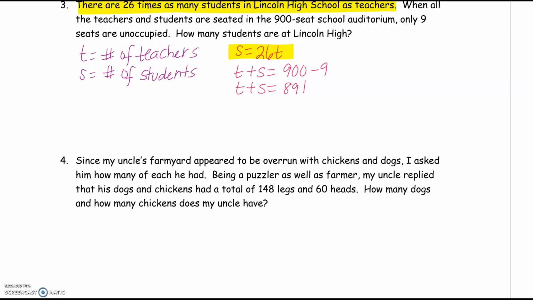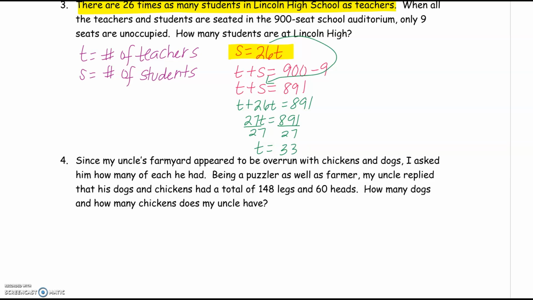So I'm going to go ahead and plug in S right there. So I'm going to get T plus 26T equals 891. I add like terms and get 27T equals 891. 27 does go in evenly. How many times? 33. So there's 33 teachers, okay?